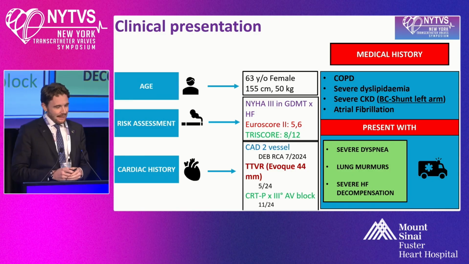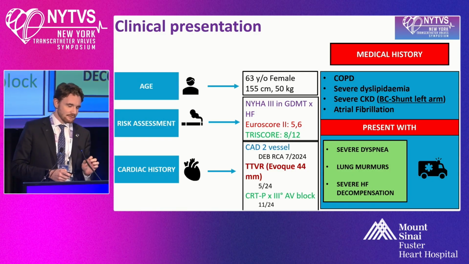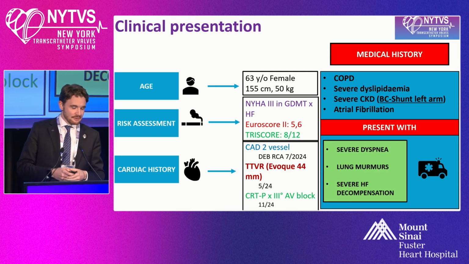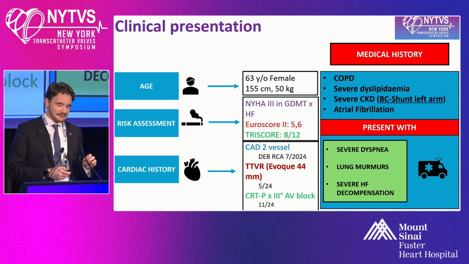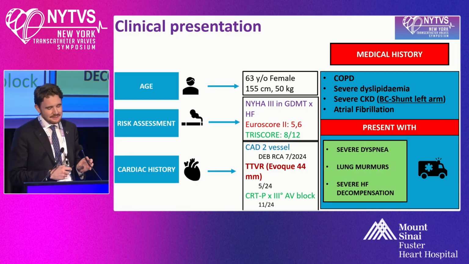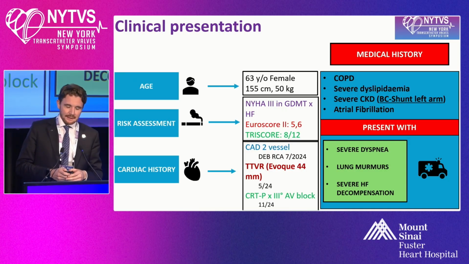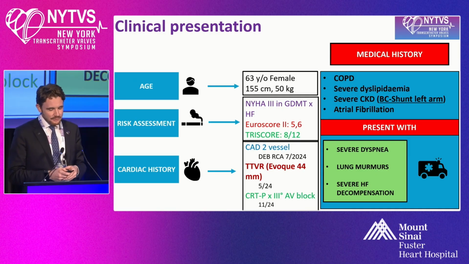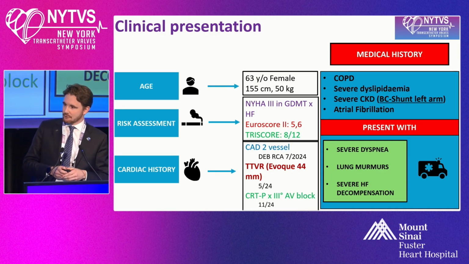So I'm very pleased to show you this first-in-human case that we have done. This patient is a 63-year-old female who presented with COPD, severe dyslipidemia, severe chronic kidney disease with a shunt in the left arm, which is going to be very important later, and persistent atrial fibrillation. The patient presented with severe dyspnea, lung murmurs, and severe heart failure decompensation.